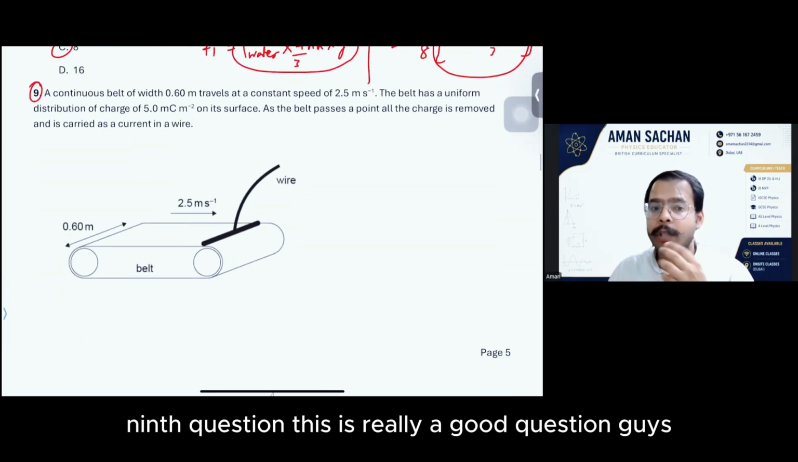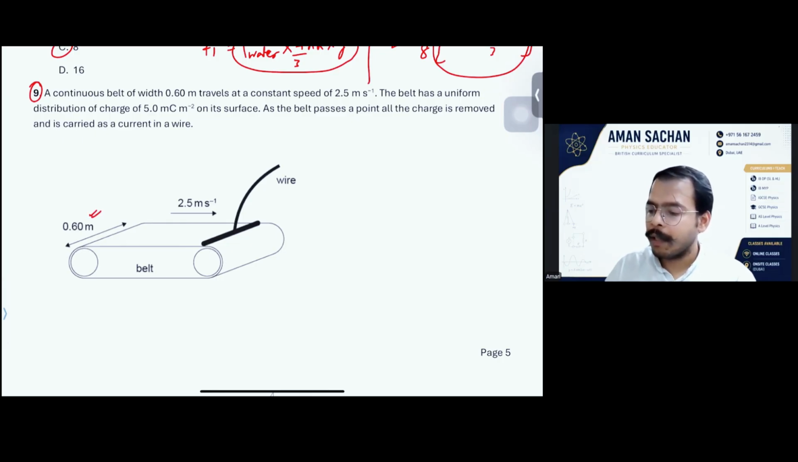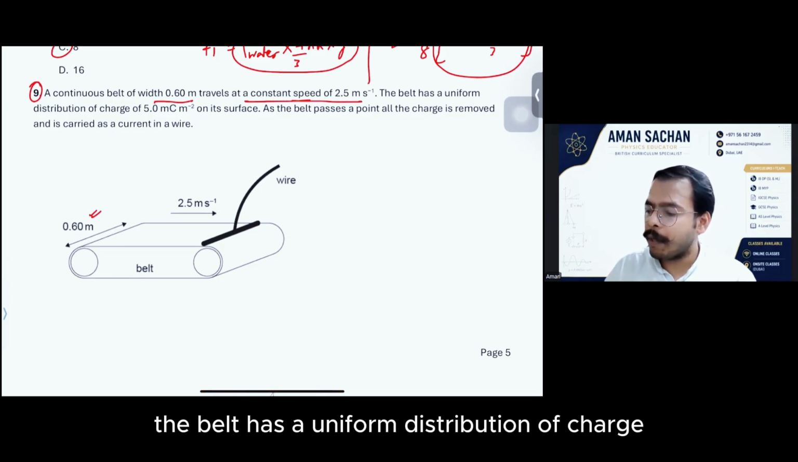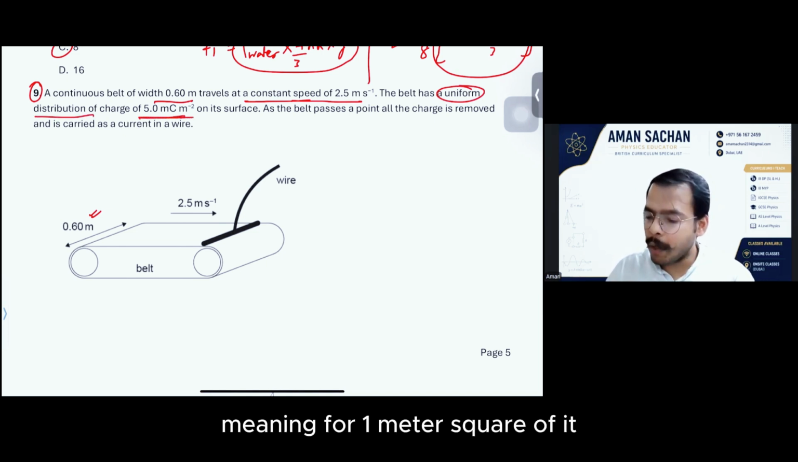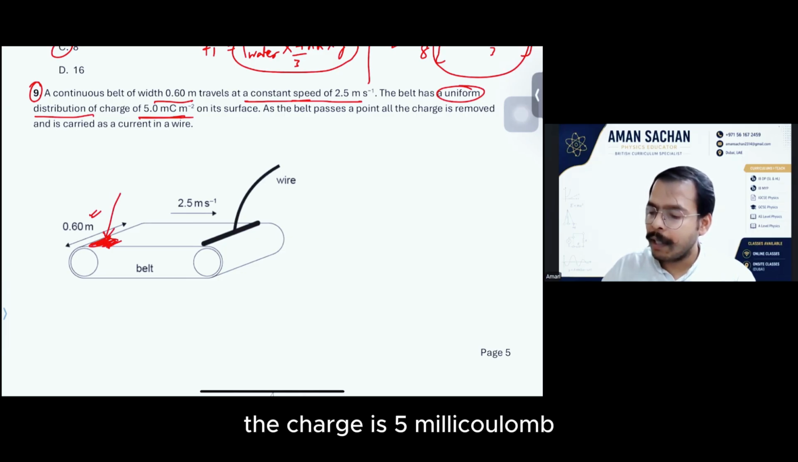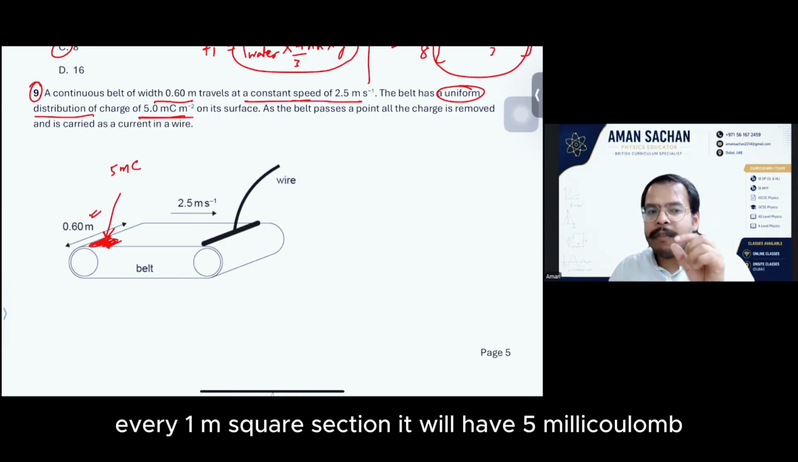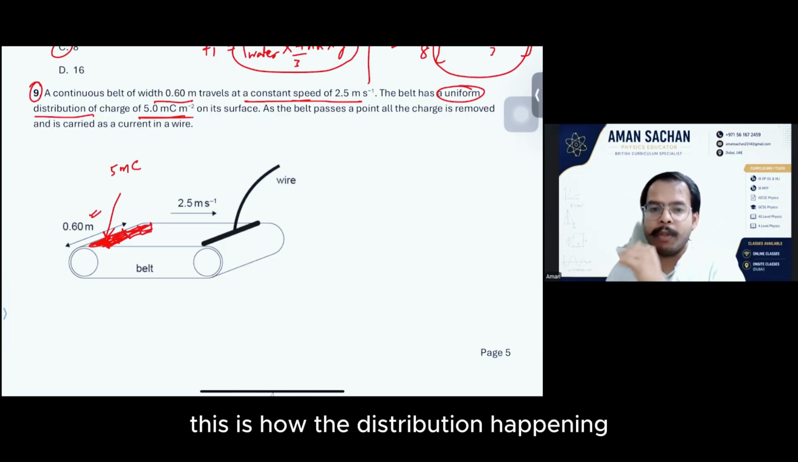Ninth question. This is really a good question, guys. They have given the width of the belt, and the belt is traveling at a constant speed. The belt has a uniform distribution of charge. This means for 1 meter square of it, the charge is 5 millicoulomb. Every 1 meter square section has 5 millicoulomb, so like that, 5 millicoulomb, 5 millicoulomb, 5 millicoulomb. This is how the distribution is happening.